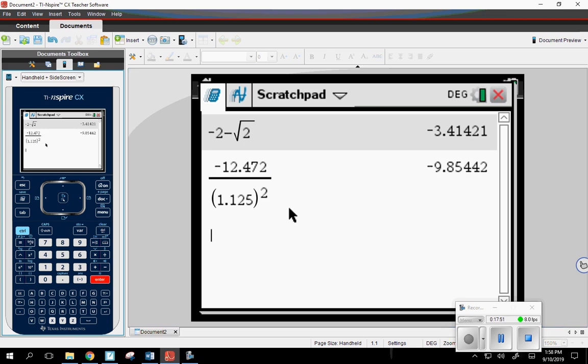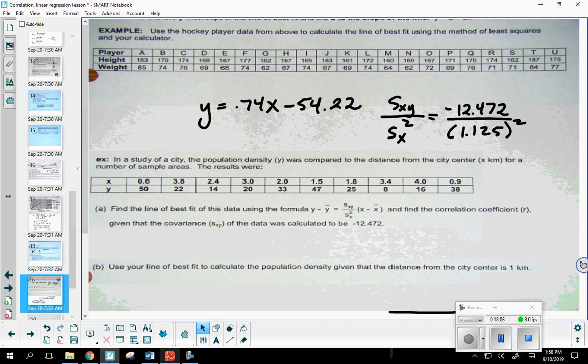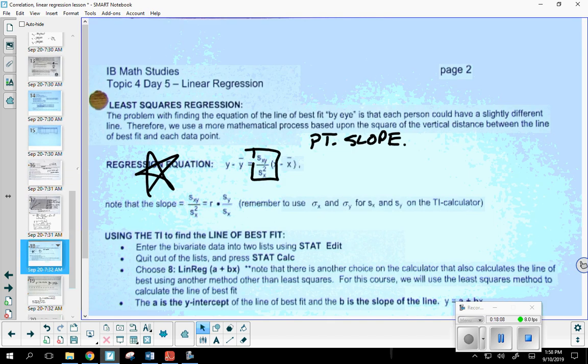There we go. I got lost. Where'd I lose you? You started talking about the standard deviation. What I want to show you is that that ratio is going to give me the slope. At the top of the page, I'm using this ratio: I took S sub xy, the covariance, and I'm dividing it by the squared standard deviation for the x's.